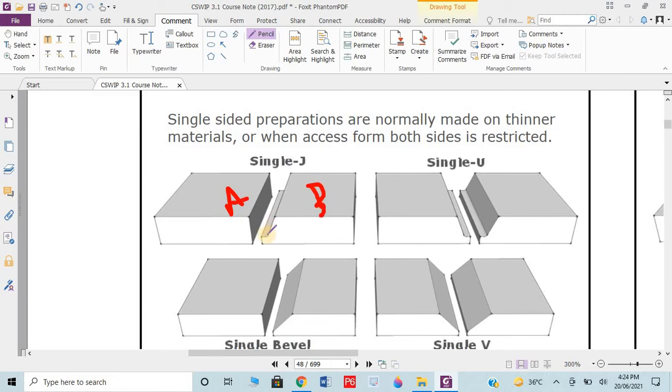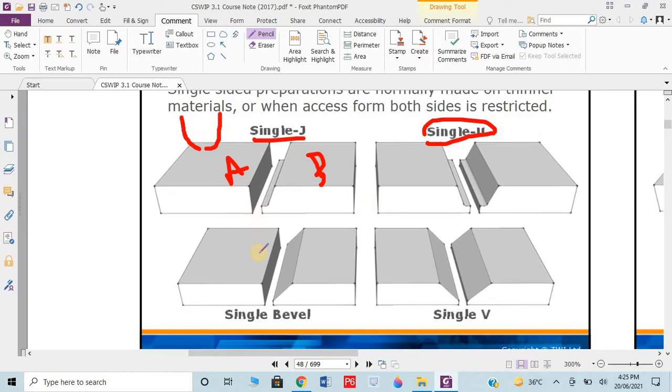This kind of joint, as you know from its geometry, is like a J. That's why it is known as single J. Now if I combine two J joints, at plate A and plate B, then you can see this is like a U joint. So this is U joint, where two J's combined together are called U joint. I hope you are clear. These are very simple terms.